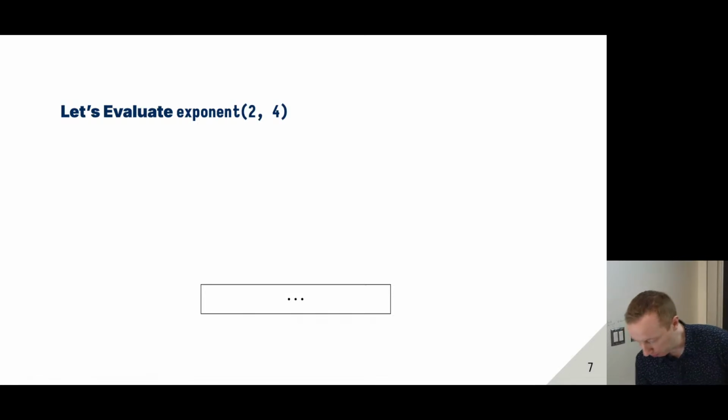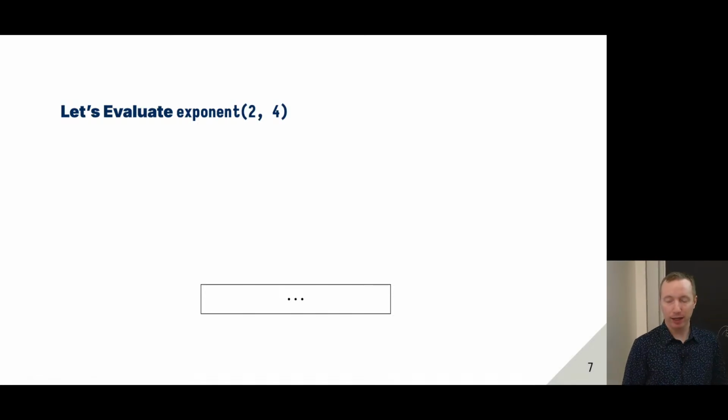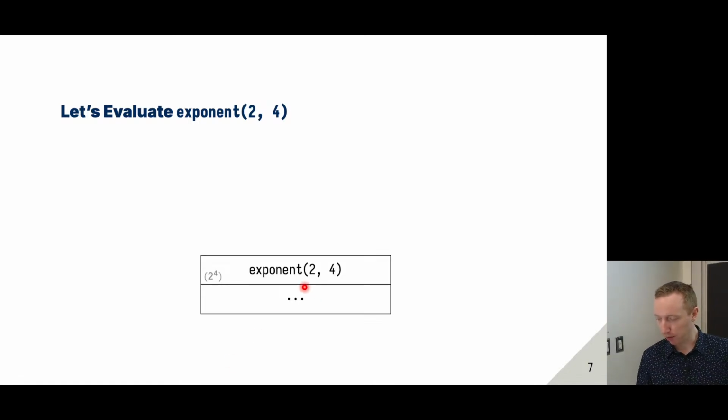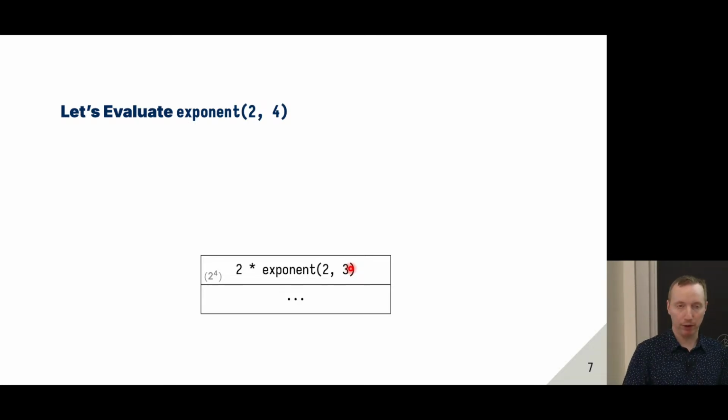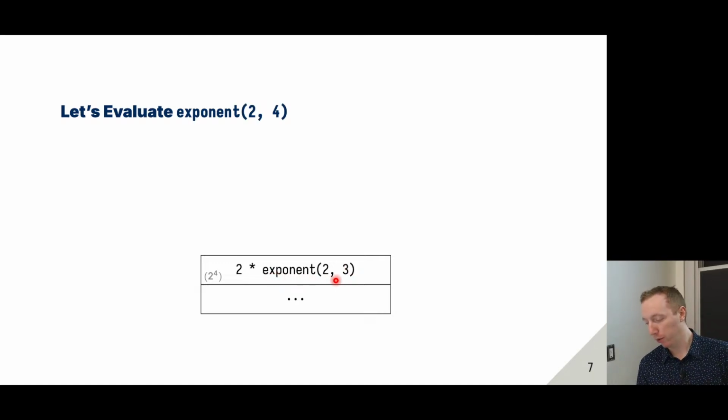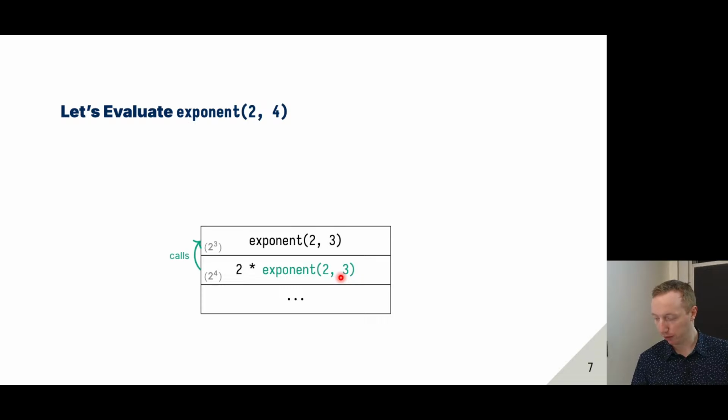So if we do 2 to the 4, we would call exponent(2, 4). That would go into our recursive case, so it would go into that else statement and return 2 times exponent(2, 3). Before that function returns the call for 2 to the 4, it has to actually compute 2 to the 3. So we would do another function call.